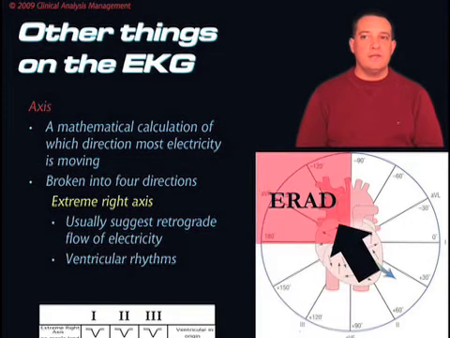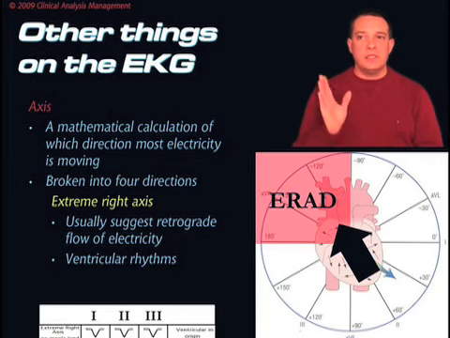Remember we said right axis deviation is anything from 180 up to 270, or depending on the way the EKG is defined, it may actually be somewhere between negative 90 and 180. Some of them continue negative, some of them continue positive.